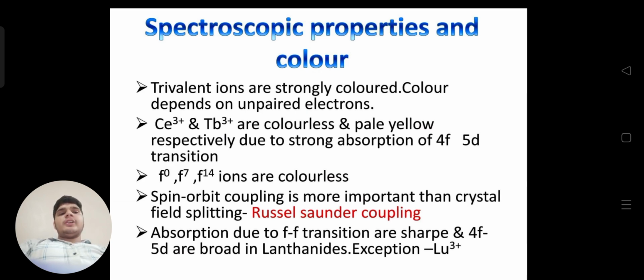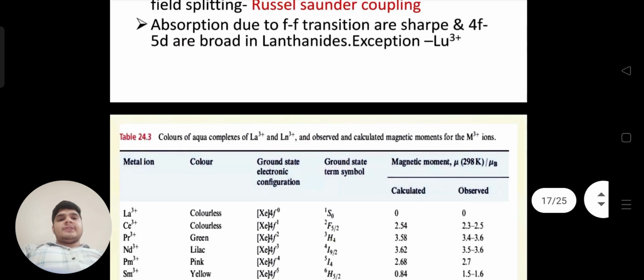Spin-orbit coupling is more important than crystal field splitting, according to Russell-Saunders coupling. Absorptions due to f-f transitions are sharp, and 4f-5d are broad in lanthanides. The exception is lutetium with 3+ positive charge.